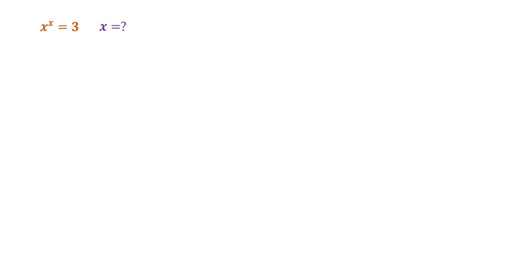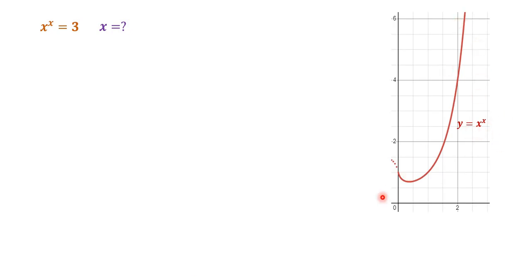Here is the graph of x to the power of x. You see right here, it decreases in this range, here is the local minimum, and then it increases in this range. We're going to determine the intersection of this graph with y equal to 3. The first thing is that we need to evaluate the limit on both sides: x tends to 0 and x tends to positive infinity.